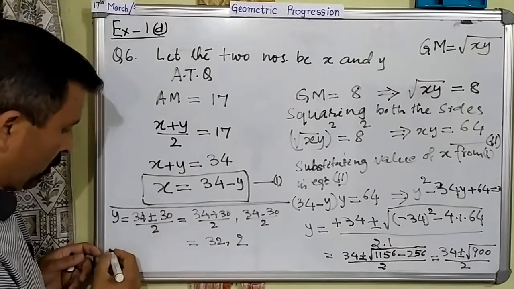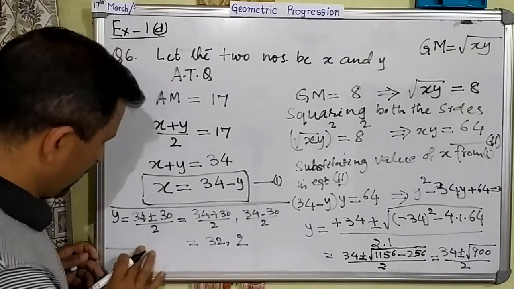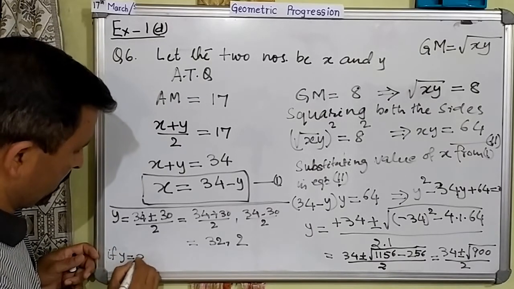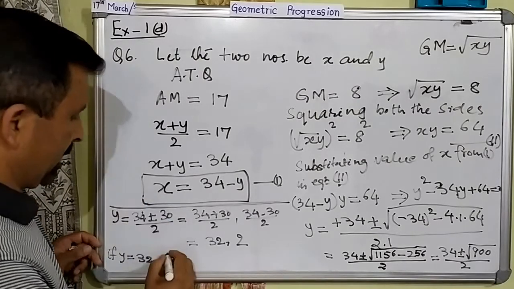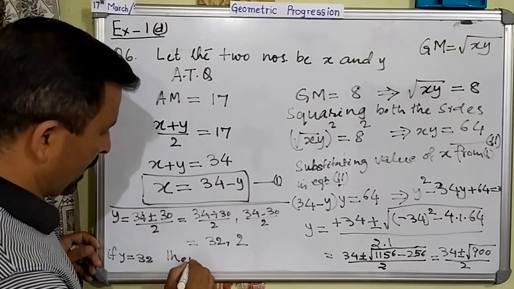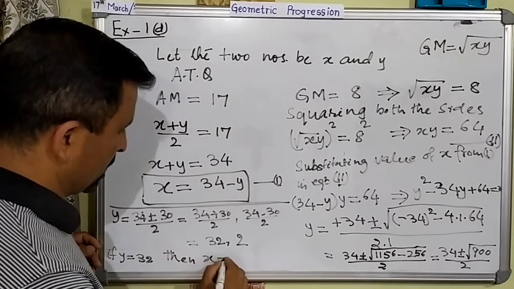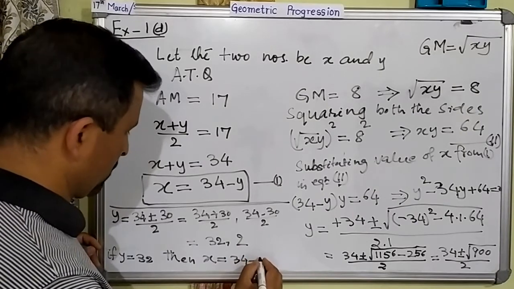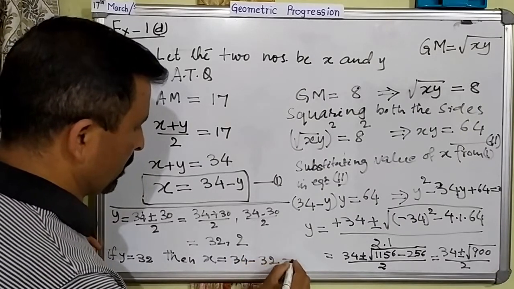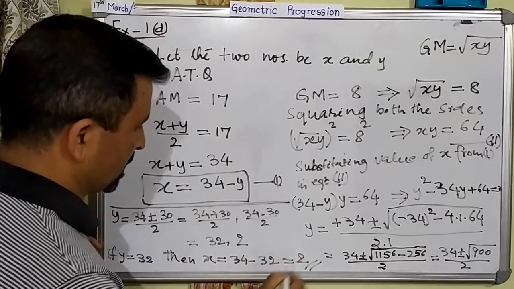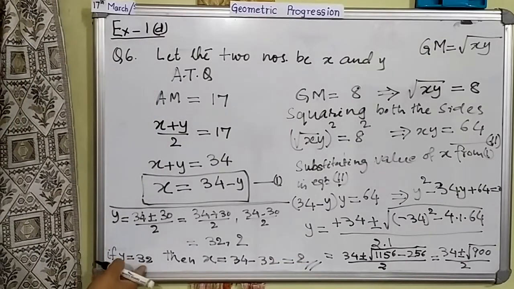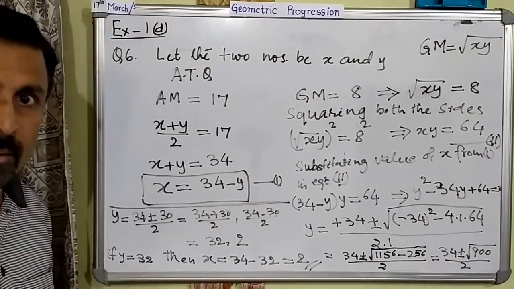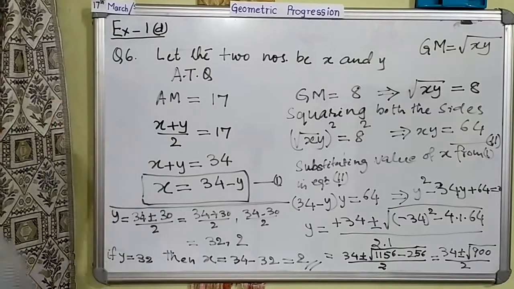So I will show you for one. If y is equal to 32, right, then x is equal to 34 minus this value of y, 32, which is equal to 2. So this is your one set of answer. When your y is 32, your x is calculated to be 2. Is it okay?